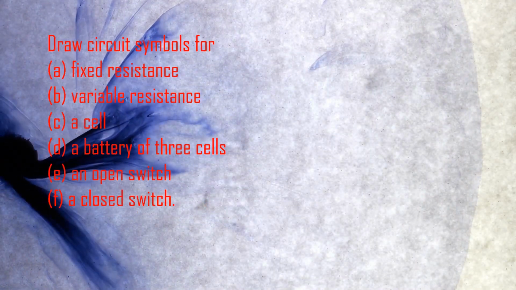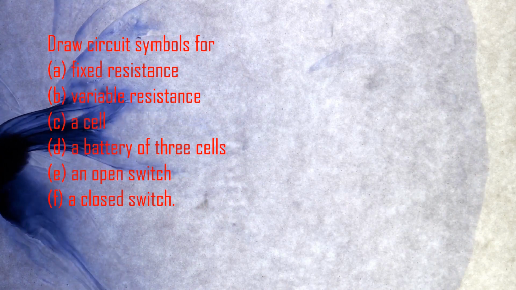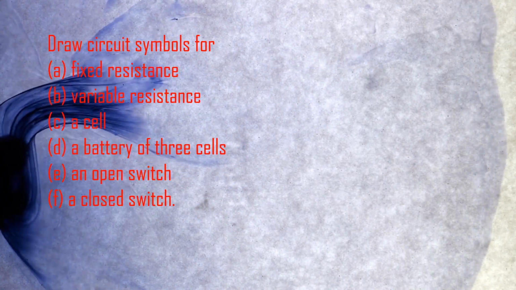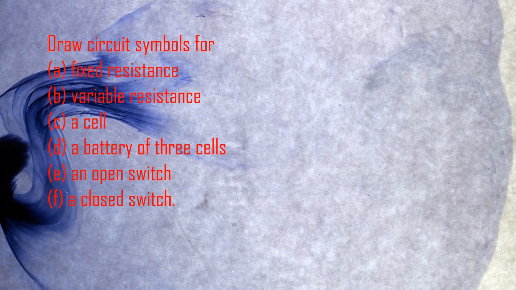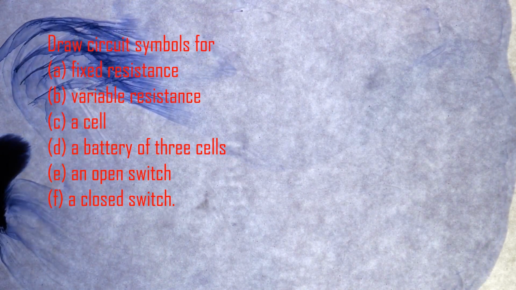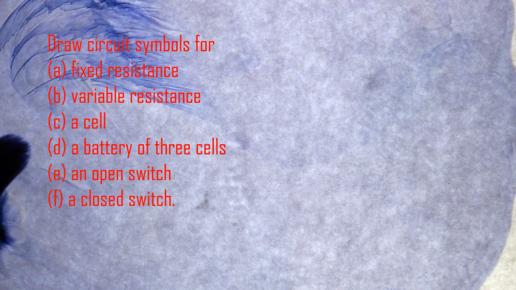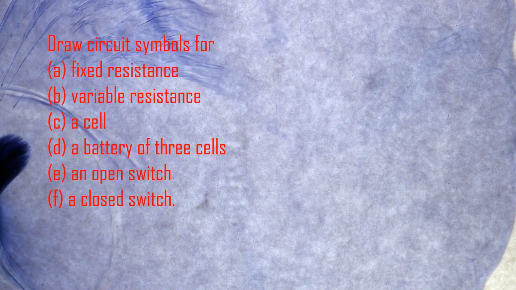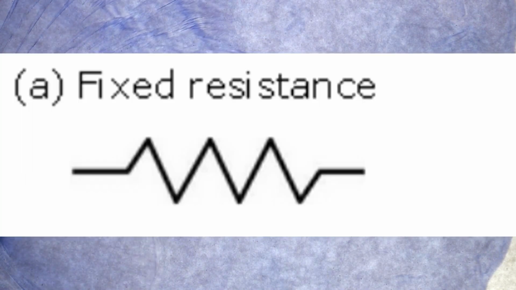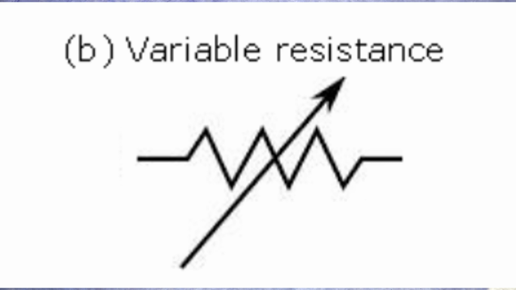Question 21. Draw circuit symbols for A. Fixed resistance, B. Variable resistance, C. A cell, D. A battery of 3 cells, E. An open switch, F. A closed switch. A. Fixed resistance. B. Variable resistance. C. A cell.